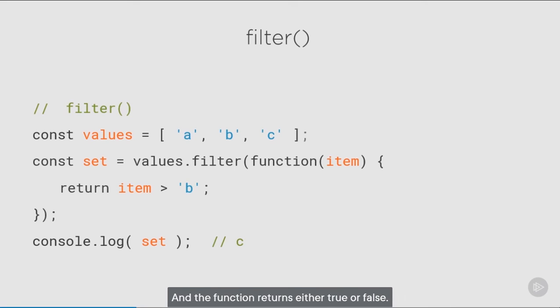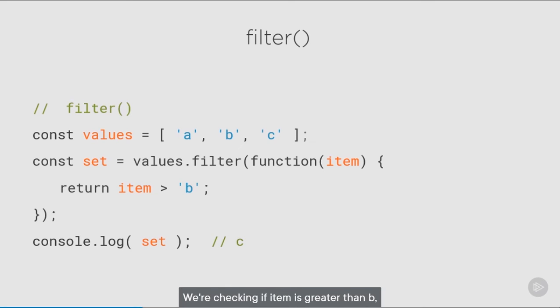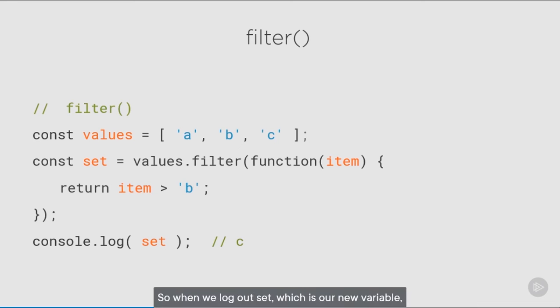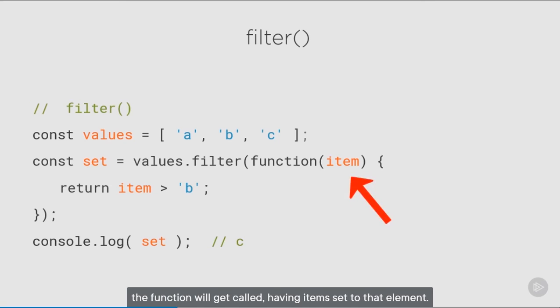And the function returns either true or false. We're checking if item is greater than B, alphabetically. So filter will create a new array, and if we return true, the element stored in item will be added to the array. So when we log out set, which is our new variable, we only get C, because the only item that's greater than B is C. So the real powerful and interesting thing here is that we're passing a function to a method. And for each element in the array, the function will get called, having item set to that element.